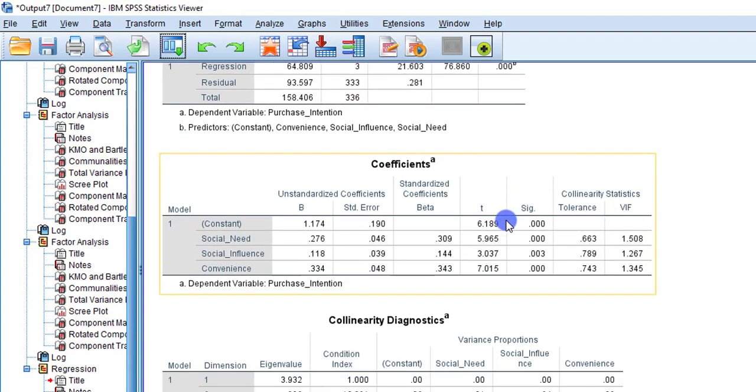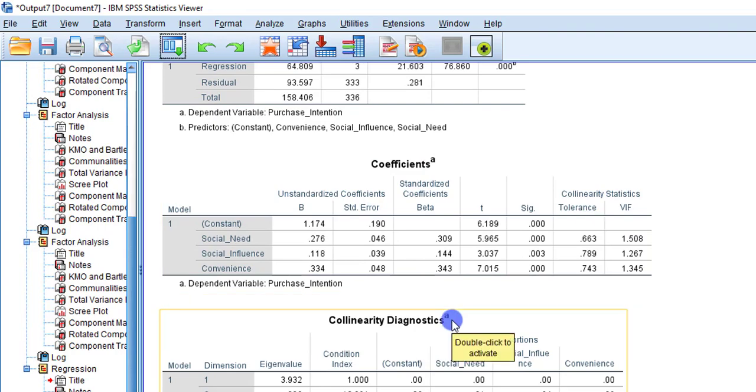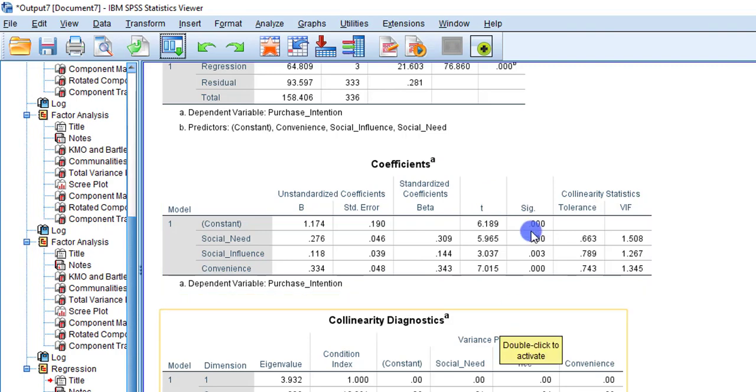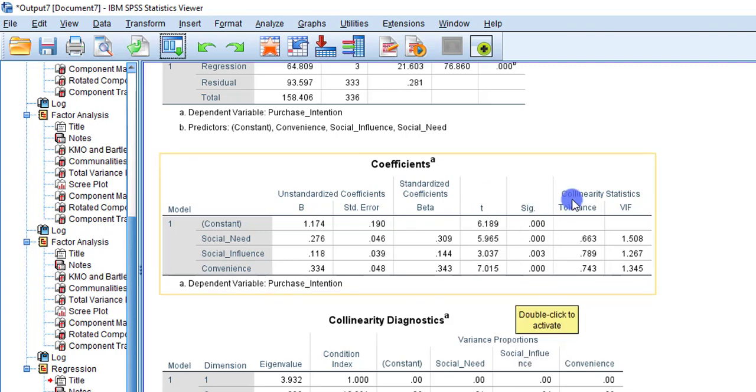Now in the third table, the coefficient table, you can see there are different columns: unstandardized beta coefficient, standard error, standardized coefficient beta, t-stat, sig value, and collinearity statistics. For now we are just not going to discuss the collinearity diagnostics, or these two tables. Let's discuss beta, t value and sig value.